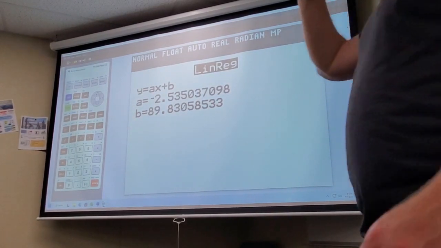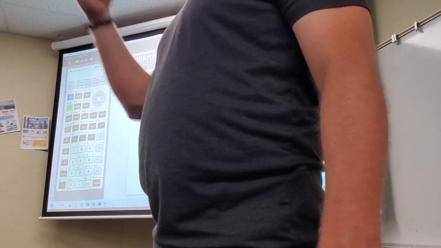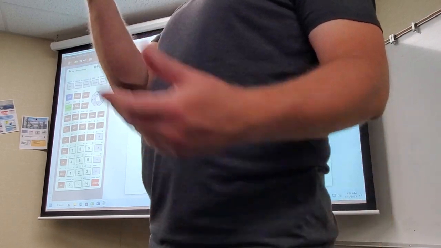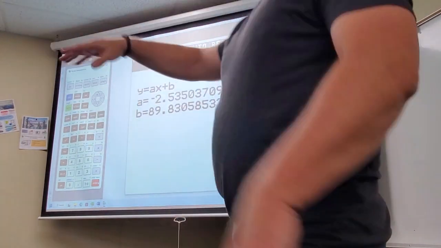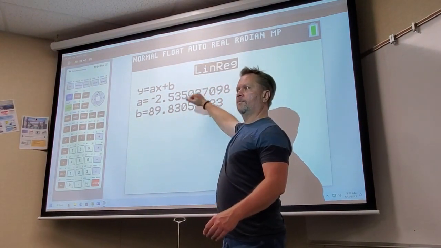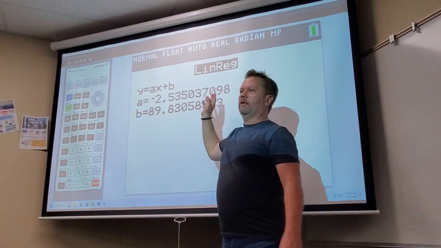Now I like that this happened. Anybody get more information than I did? What else did you get, Mike? R squared and R. Yeah. And then I just say, I want to know the center. So I got the center, I got the line of best fit. What's the slope of the line of best fit? Negative 2.5. Yeah, negative 2.5. And the y-intercept is a and 9.8. Okay.